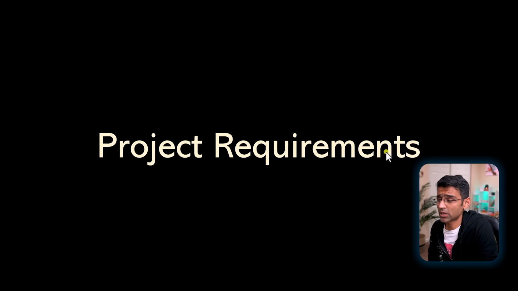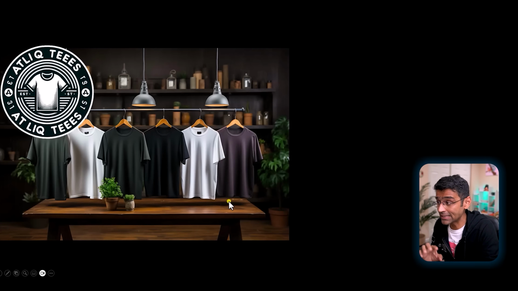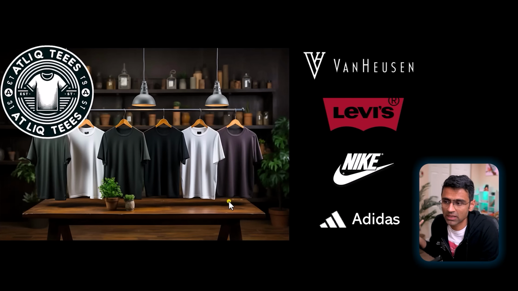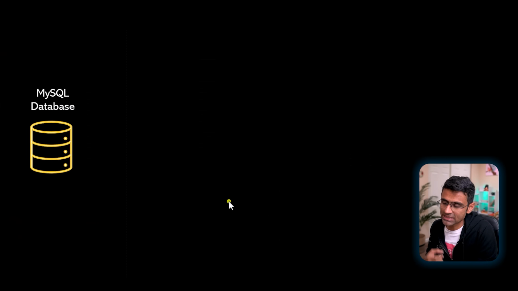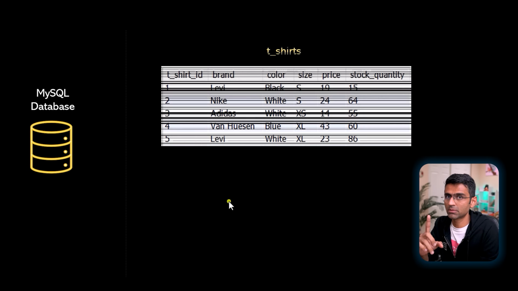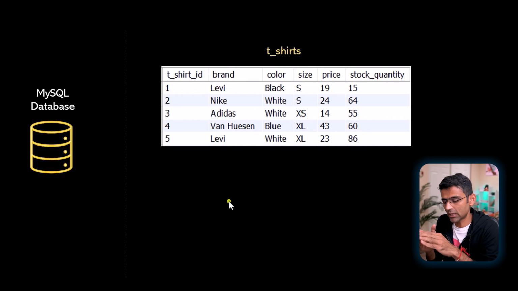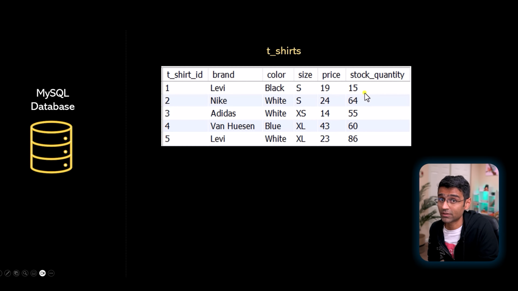Let us discuss project requirements. Our Atlic Tees t-shirt store sells 4 brands mainly: Van Heusen, Levi's, Nike and Adidas. And the MySQL database has a first table which is called t-shirts where we maintain the inventory count. So basically Levi's black color small size t-shirt has 15 stock quantity left. Okay, so 15, 64, these are the stock quantities, and this price is price per unit. So one Levi's black small size t-shirt will cost you $19.